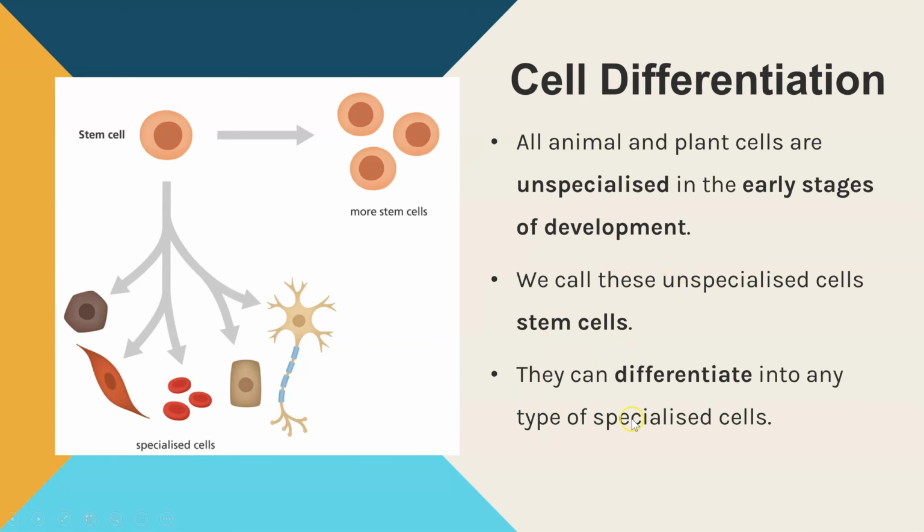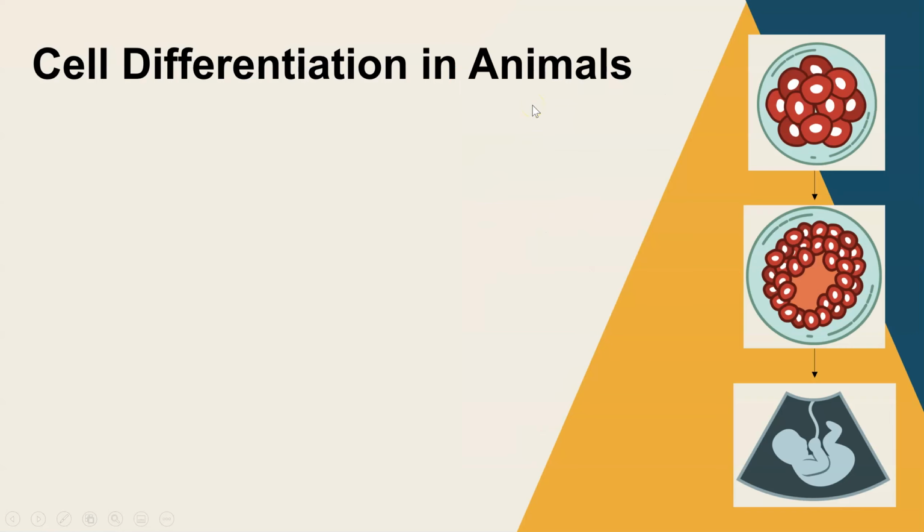Now, when they do become specialised, we call that differentiation. So they've become different. They differentiate into lots of different types of specialised cells. So we can see here we've got a nerve cell, red blood cells, and other cells. So that is what we mean by cell differentiation.